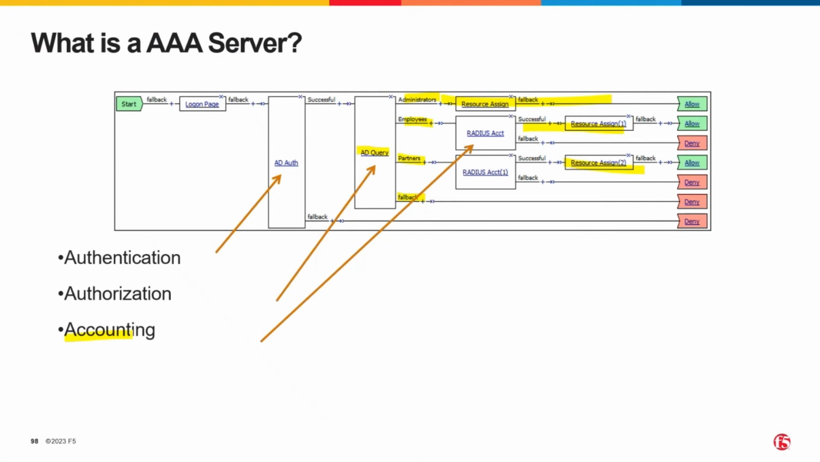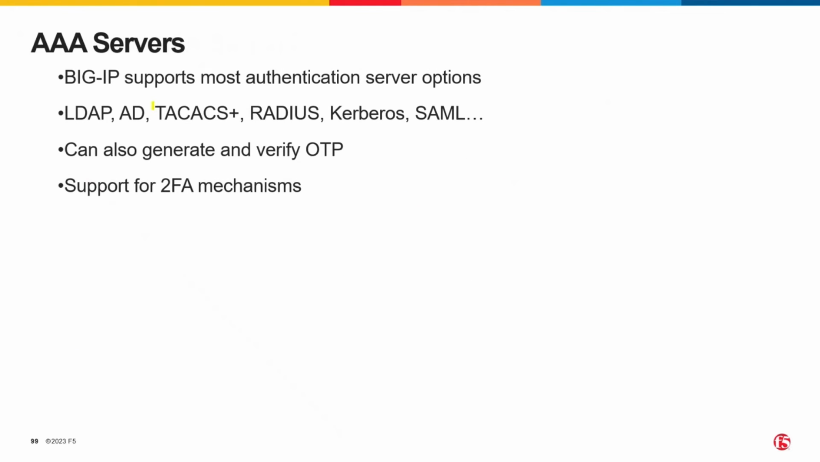And of course, accounting. So the third A here. So when we talk about Radius, for example, we can do accounting here. So for particular users, specific groups of those users, we can do accounting as well. So AAA servers, you've already seen that. I was showing you those options that we can have. So Active Directory, LDAP, or Radius, those are the most commonly used AAA servers actually worldwide.